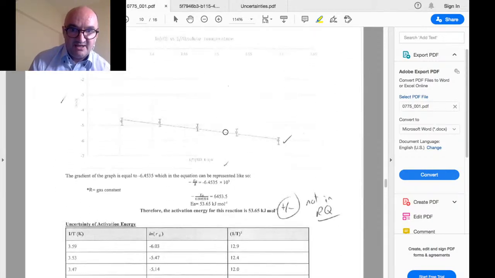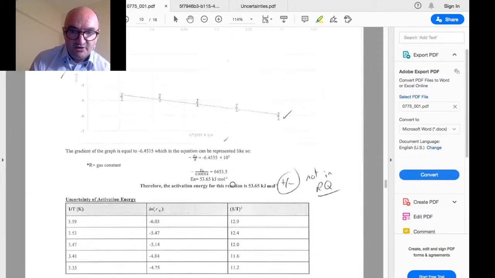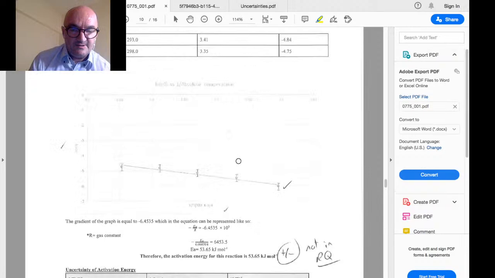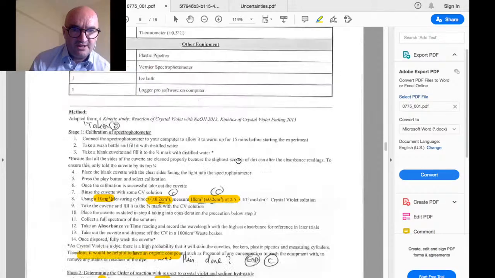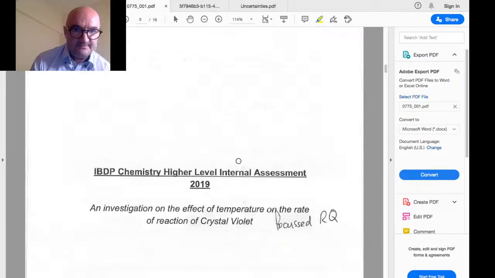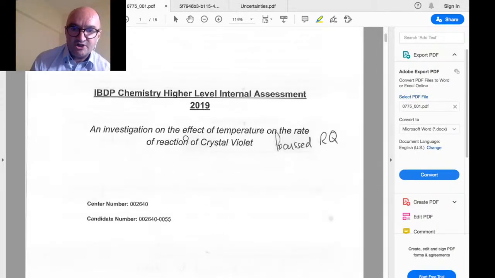We then get an Arrhenius plot. This is Arrhenius, ln k against 1 over T, and as if by the power of magic and Grayskull, we get an activation energy of 53.65 kilojoules per mole. And then she concludes, therefore, the activation energy for the reaction is 53.65 kilojoules per mole. And then we think, but why is she calculating activation energy? Because her research question is, what's the effect of temperature on the rate of the reaction?